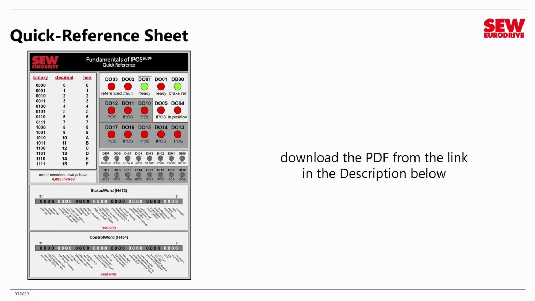Let me just quickly point out some of the things it has here. First of all, it has a handy binary, decimal, hexadecimal conversion chart for the first 16 values, which you should be trying to memorize. It shows two very useful system variables bit by bit, status word H473 and control word H484. You will be using both of these a lot, and you do need to know where the individual bits are. It reminds you that motor encoders always have 4096 increments per revolution. That's important.